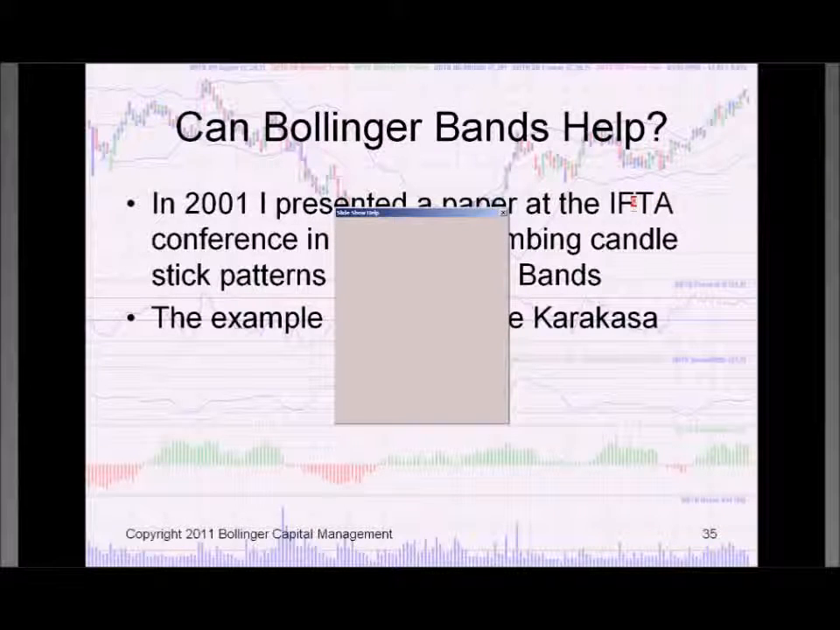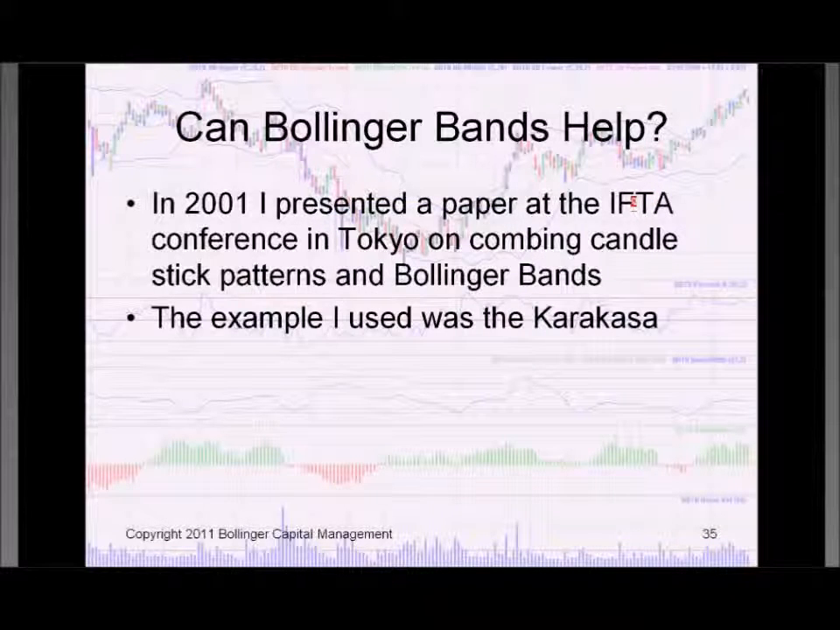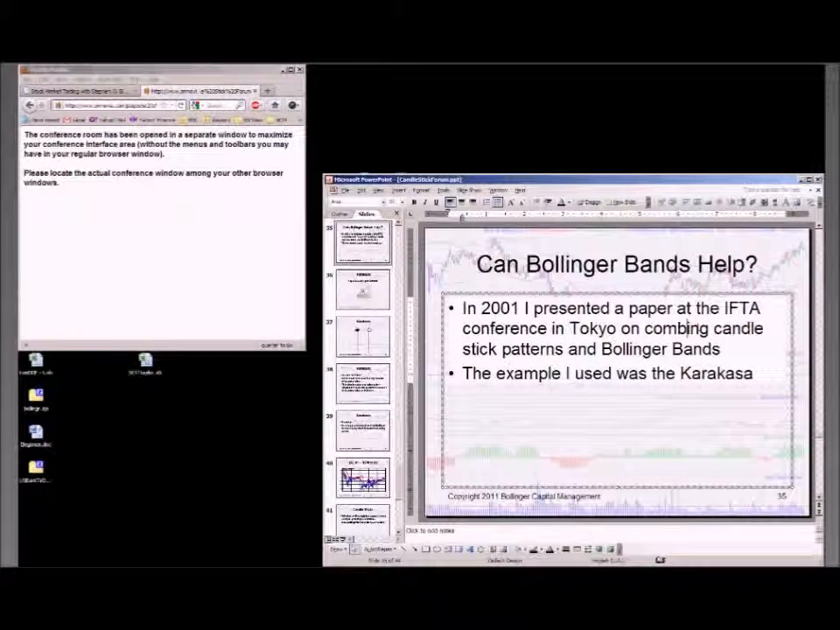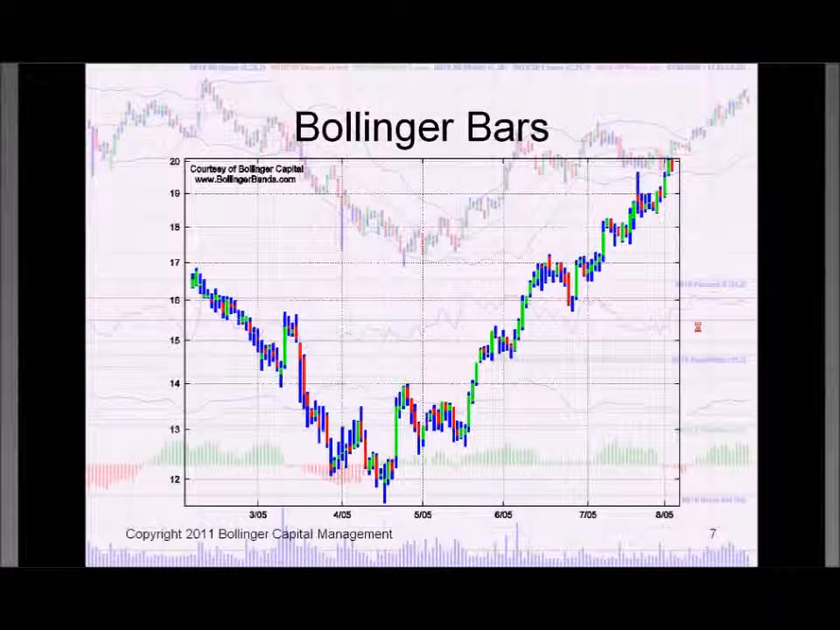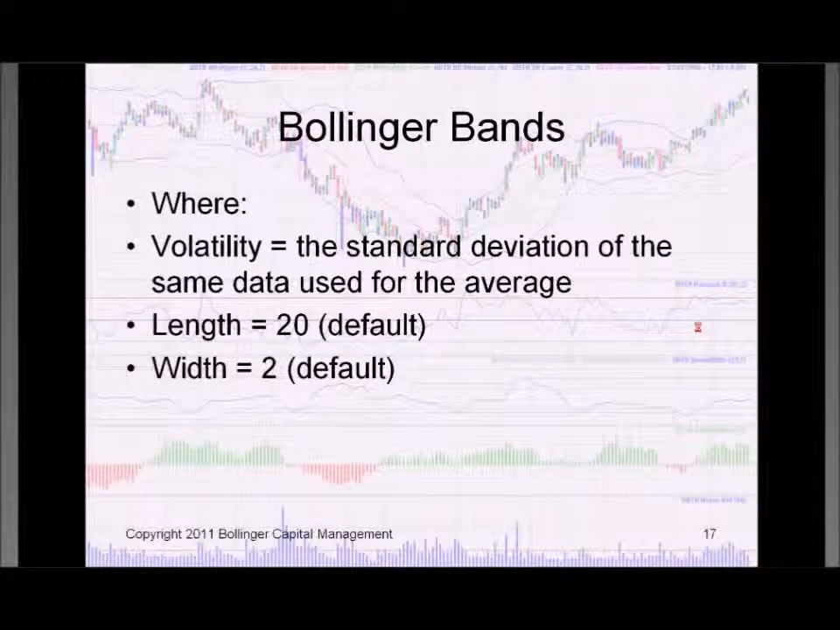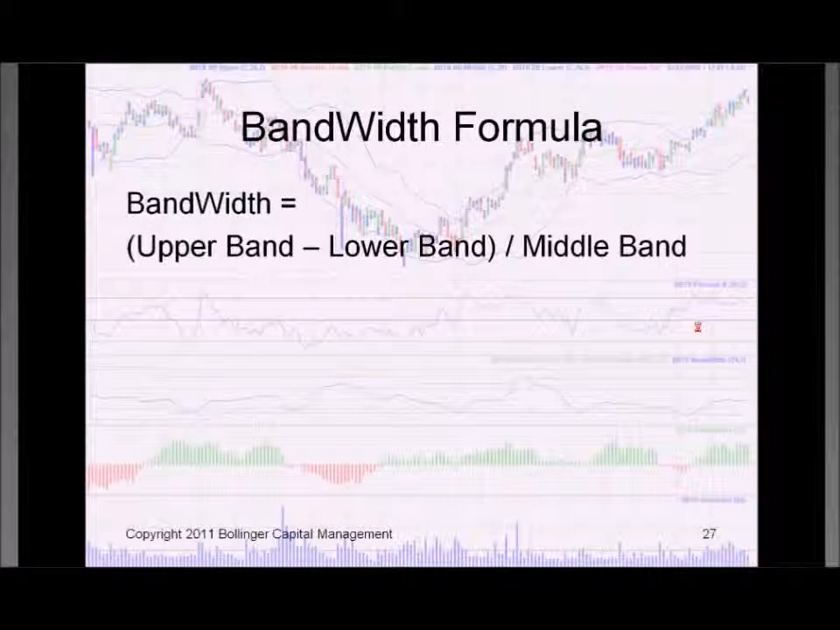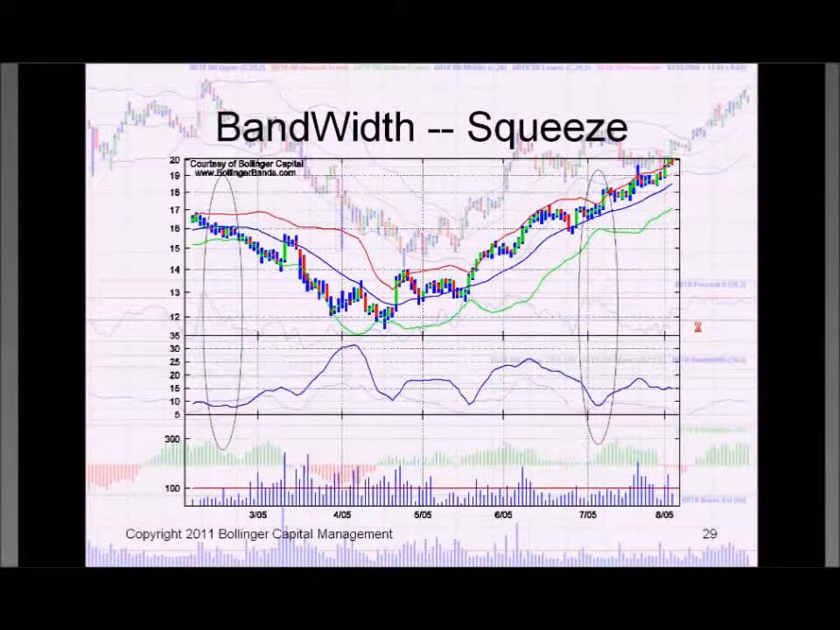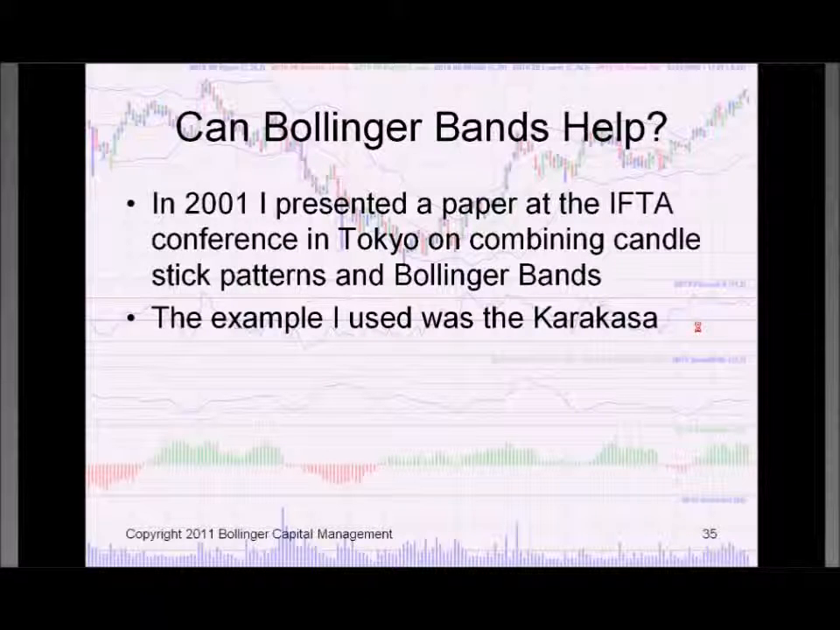And that slide should say combining. On combining candlestick patterns and Bollinger Bands, the example I used was the Japanese candlestick pattern called a karakasa.